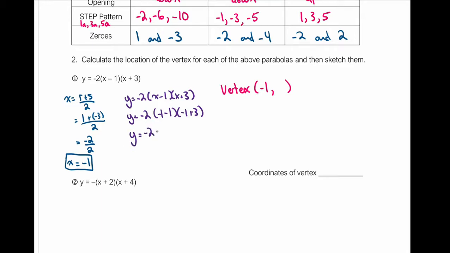Y equals -2 times -2 times +2. And this just becomes a calculation. Even the last one you could have done entirely on a calculator if you wanted to. But -2 times -2 is 4, times 2 is 8. So that means my vertex has the y value of 8. So in the end, the coordinates of our vertex are -1 and 8.